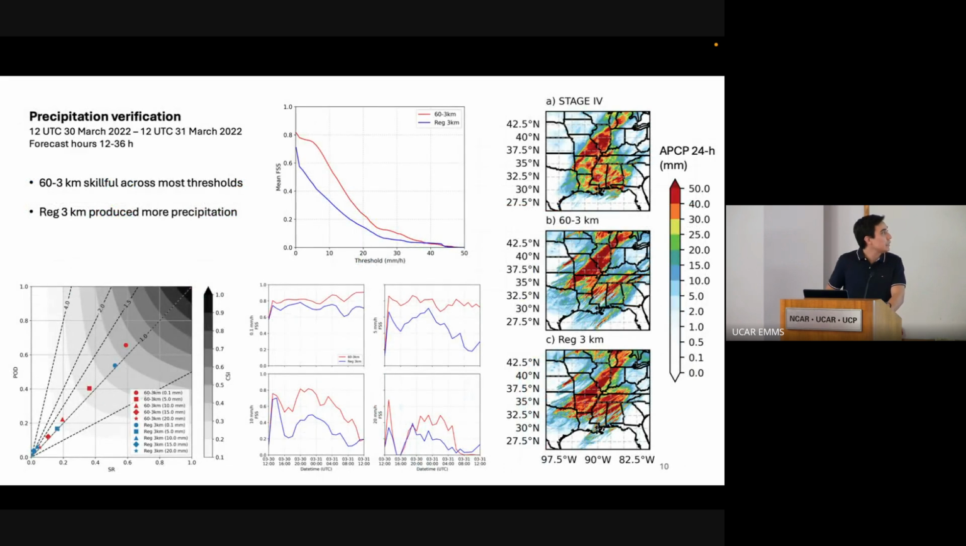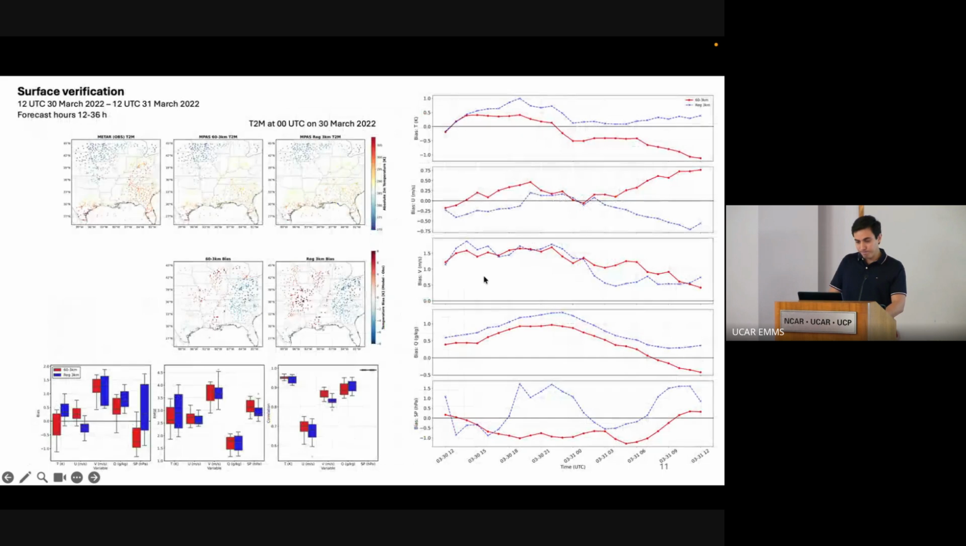And it translates in the better skill in terms of precipitation verification. Here we are validating the forecast hours between 12 to 36 hours. And as we can see, the global run is skillful when compared against the regional run, and also it has a better performance. In terms of accumulated precipitation for this period, both were able to reproduce the observed accumulated precipitation from Stage 4, but the global run was slightly better.